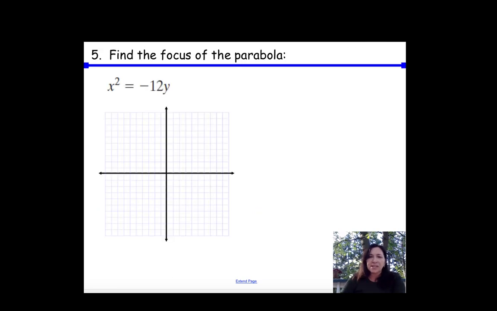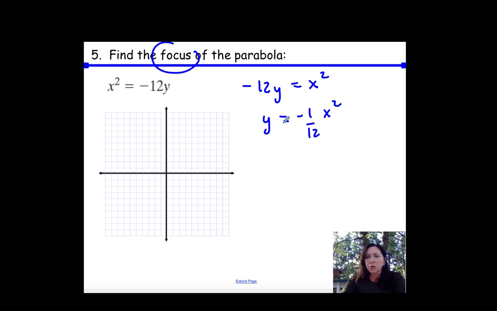The next question says, find the focus of the parabola. So this, I like to write the y values on the side. So I have negative 12y equals x squared. So if I divide by this negative 12, I get y equals negative 1 over 12 times x squared.